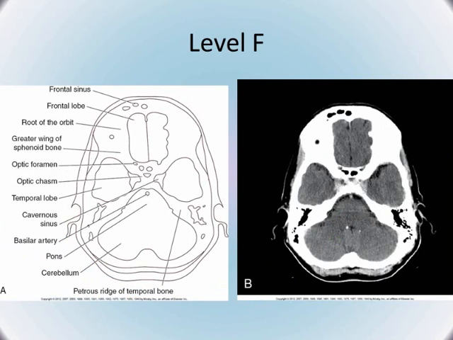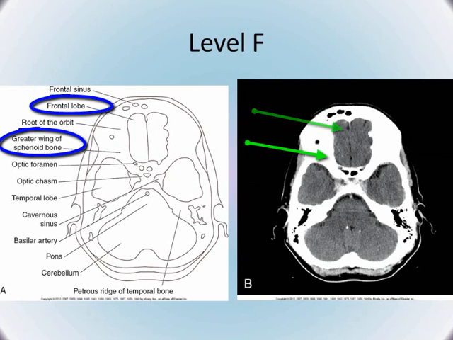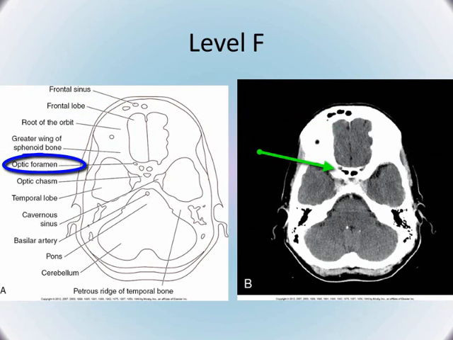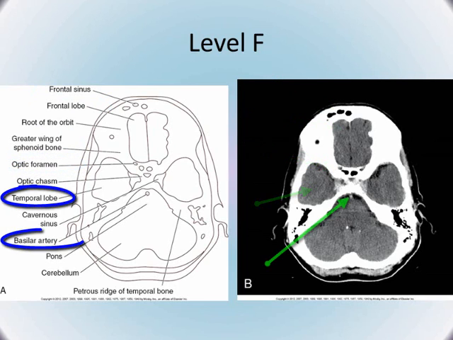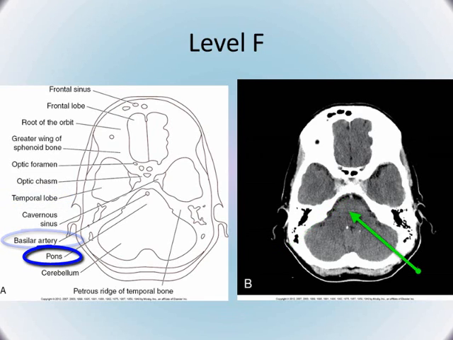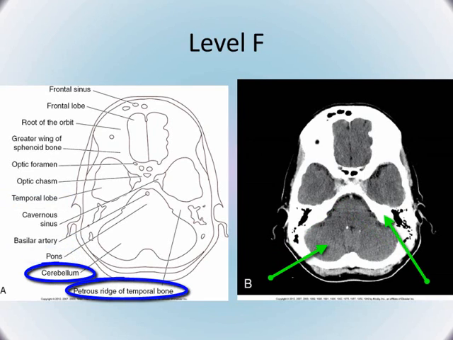On level F, we're going to start with the frontal sinuses. Remember that air has the appearance of being black or dark gray on radiographs and also CT images. The frontal lobe, the greater wing of the sphenoid bone, the optic foramen, the temporal lobe, the basilar artery, the pons, the cerebellum, and the Petrus ridges of the temporal bone.